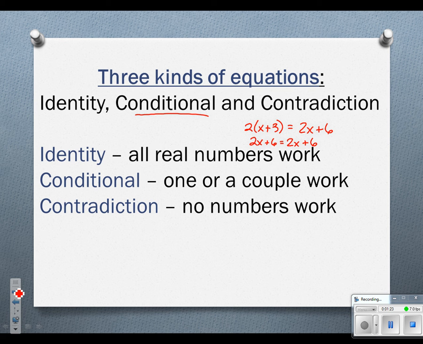A contradiction one, these are the tricky ones because you can actually solve them and come up with a number. But when you go back, you know how you're supposed to go back and check your work. If you plug that number back in, it will in fact end up not working. We're going to take a look at a situation like that a little bit later on in this lecture.